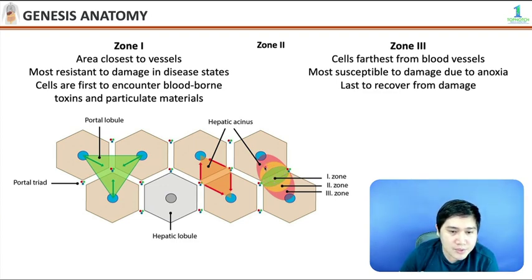Zone 2 is the middle ground. While your zone 3, because it is far from the blood vessels, will be prone to anoxia, and it will be the last to recover from damage, because the blood supply in these areas is poor. So those are the zones of your hepatic acinus.